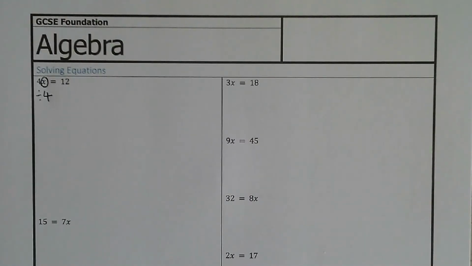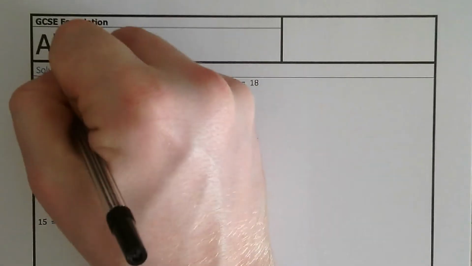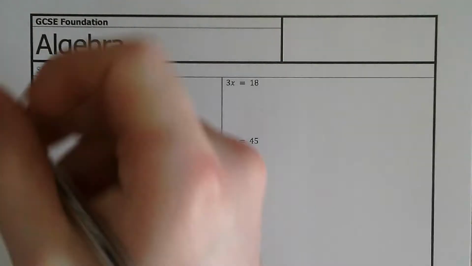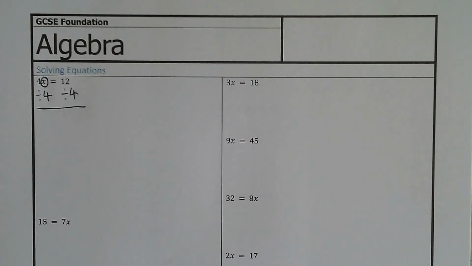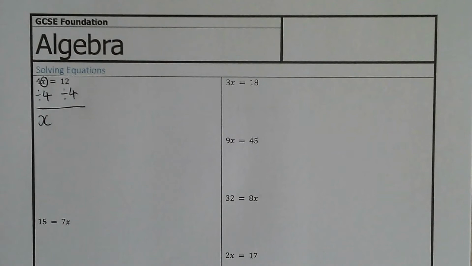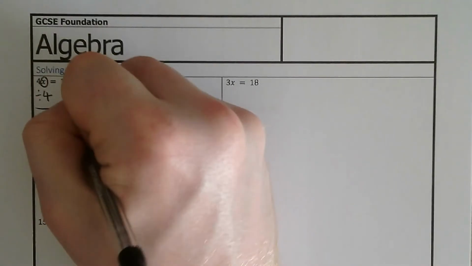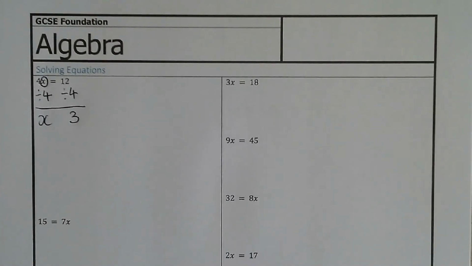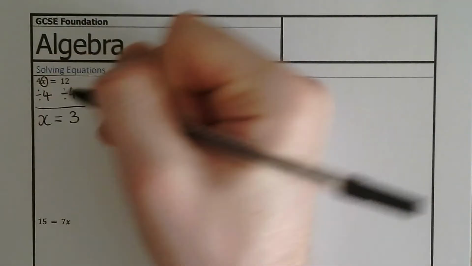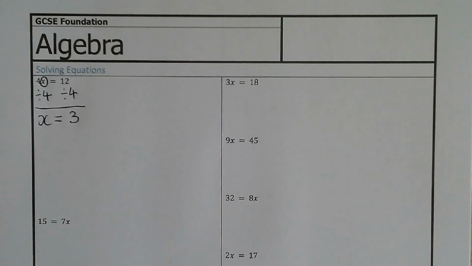If I divide the left side of the equation by 4, I also need to divide the right side of the equation by 4. 4x divided by 4 leaves us with just x, and 12 divided by 4 leaves us with 3, and the equal sign is going to drop down from the top line to the bottom line. This leaves us with the answer for this question of x equals 3.